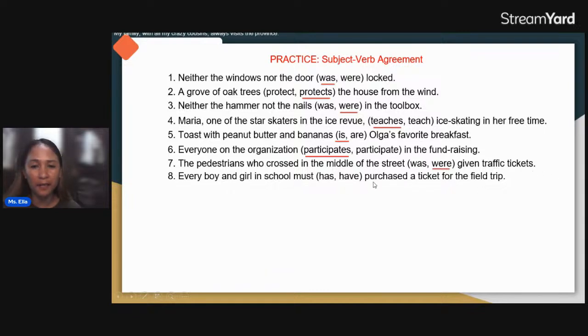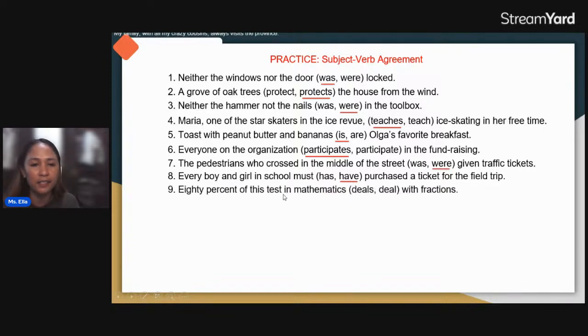Okay, so the correct answer for number 8 is have. Why is it have? Though it has an indefinite pronoun, every boy and girl in school, because of the modal verb must, yes, very good, that's correct. Because of the modal verb must, the next verb should be in plural form. Remember that it must be in plural form, no matter what the subject is.